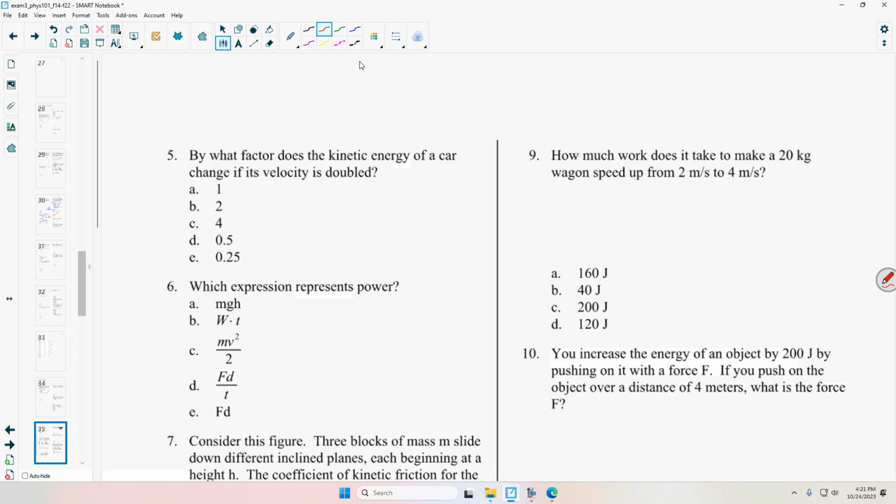Okay, so this is a similar question. Kinetic energy, remember, is 1/2 m.